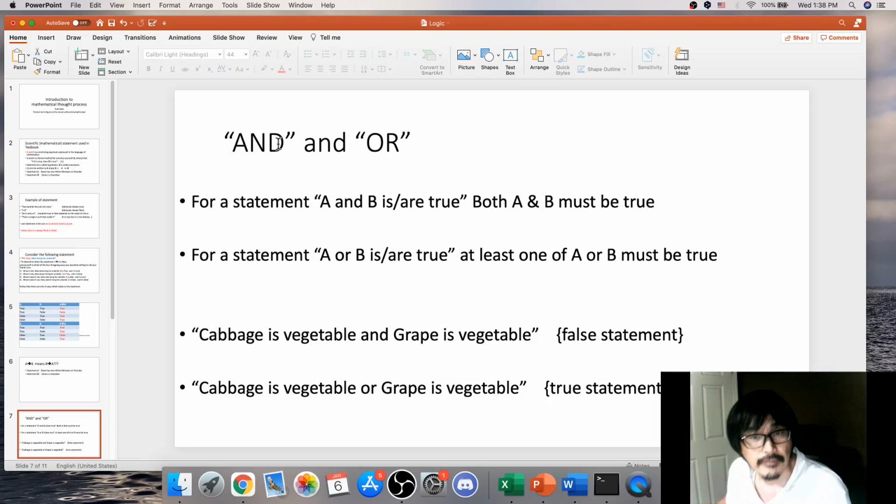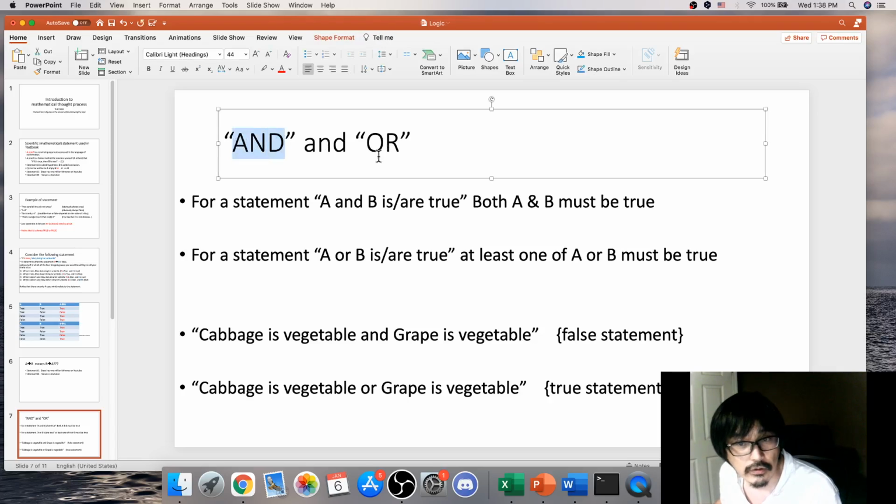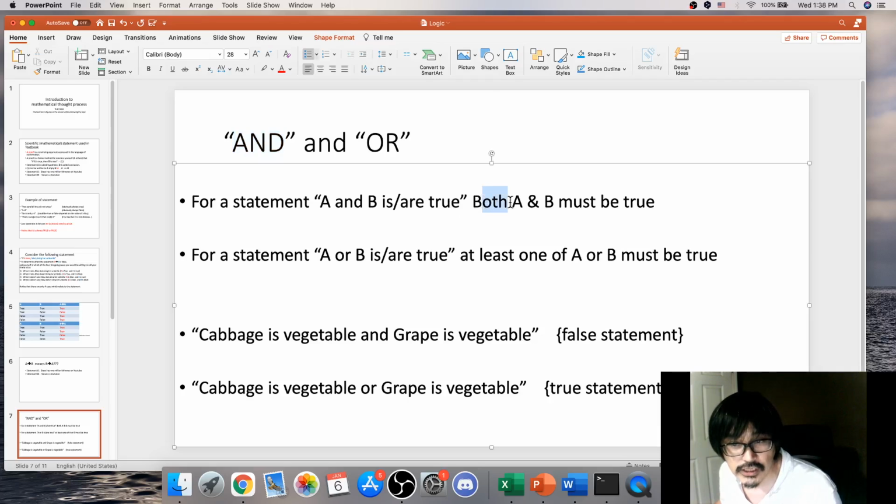Now, let's move on to the and, or. For the statement A and B to be true, that means both A and B must be true. For the statement A or B to be true, at least one of them must be true.